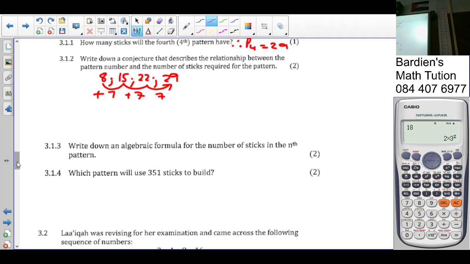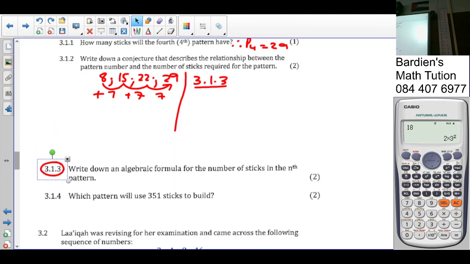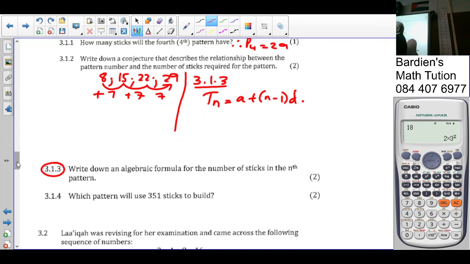Then for question 3.1.3, we are asked to write down an algebraic formula for the number of sticks in the nth pattern. A formula for the nth. In other words, it is asking us to work out the general term as well. So the general term will take the form of what in this case? Tn is equal to a plus n minus 1 times d. Did we work with this formula already?